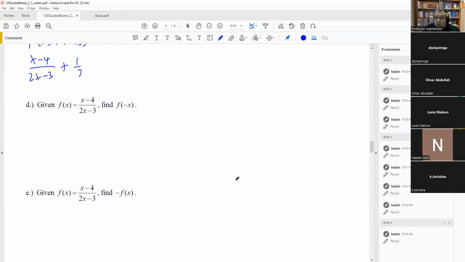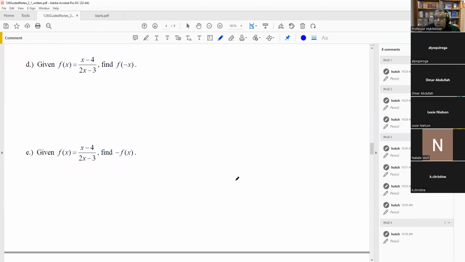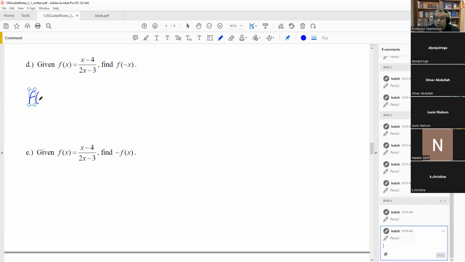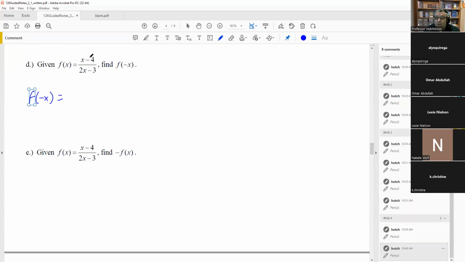So D and E, we have these last two here that have the f of negative x and negative f of x. So we got those kind of things again. All right, so for this one, f of negative x just means that you're going to put in a negative x in there, all the places where you see an x. So negative x minus 4. At the bottom, I have 2 times negative x minus 3.